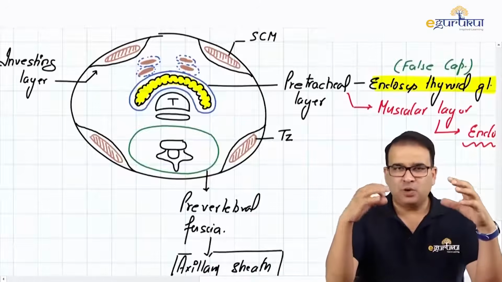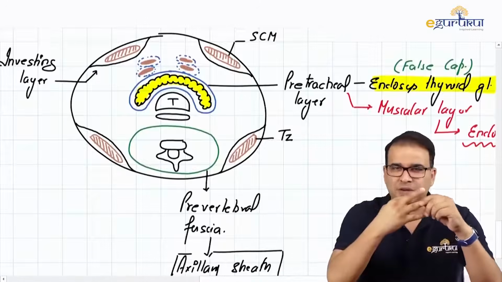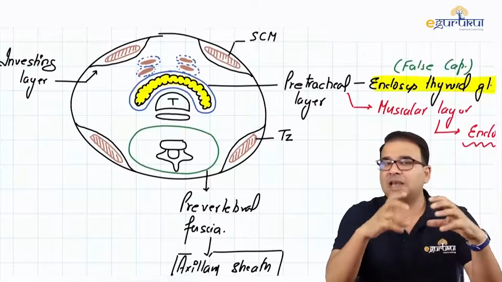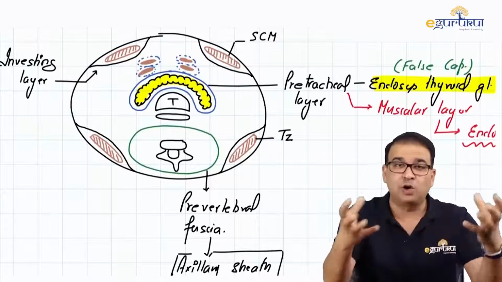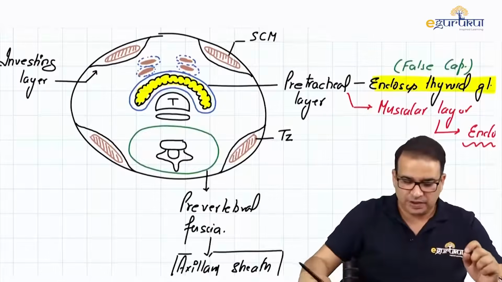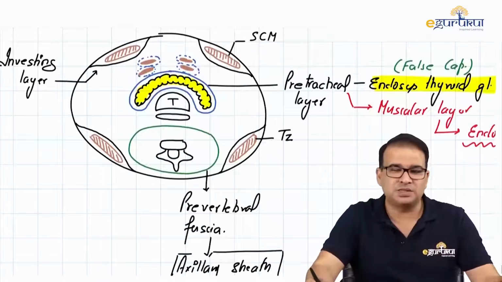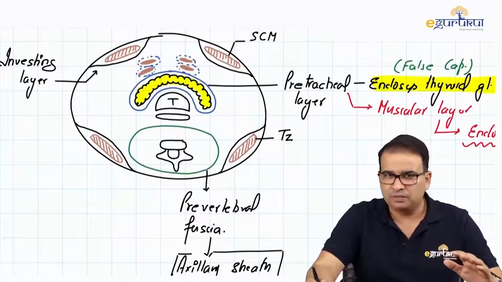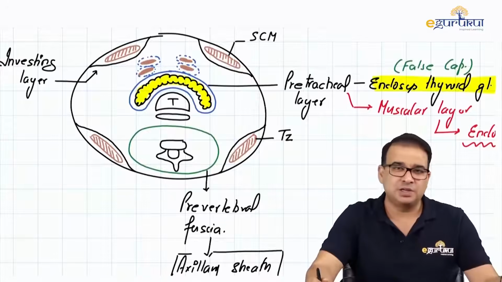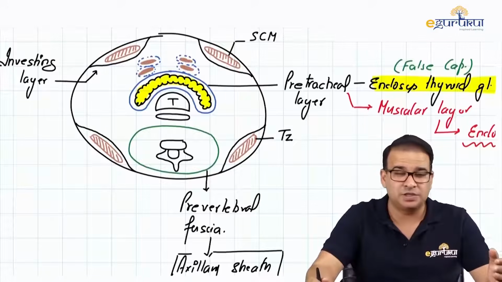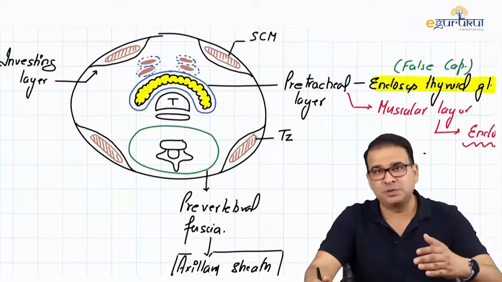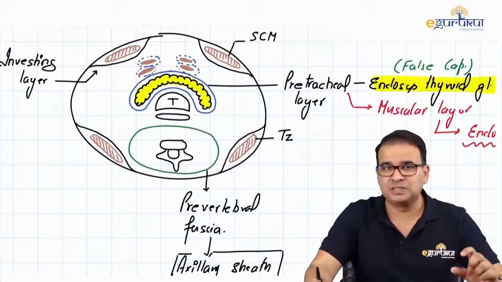So guys, by now we are looking at three major layers: investing, pretracheal and prevertebral. And then we said carotid sheath is a modification of all the three. First, the very, very important thing is what is the location of carotid sheath? In the last 3-4 years, carotid sheath is one of the heavily asked questions. They ask the relations of carotid sheath, content of carotid sheath, theoretically as well as in the image-based questions also. So you cannot miss this part.